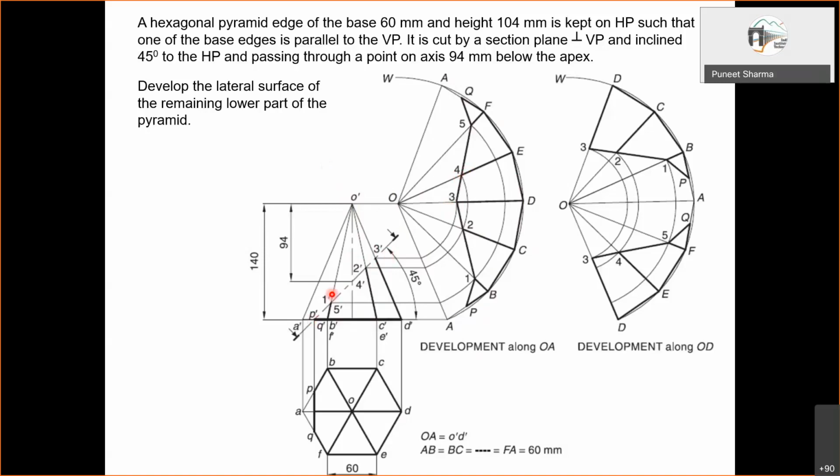Likewise 1 and 5, first of all project onto this. Then on OB you will mark 1, and on OF you will mark 5.